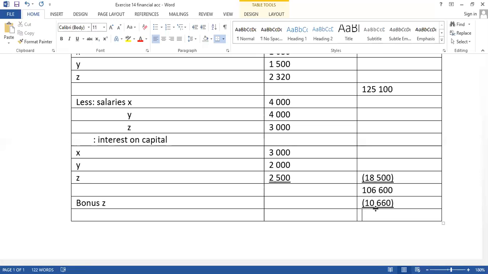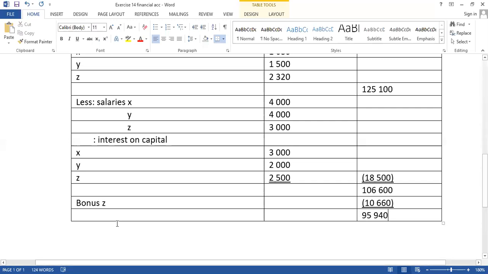95,940. Yes? So we move on to the next transaction. Remember, we are not done. We are currently at the third transaction of the bonus.